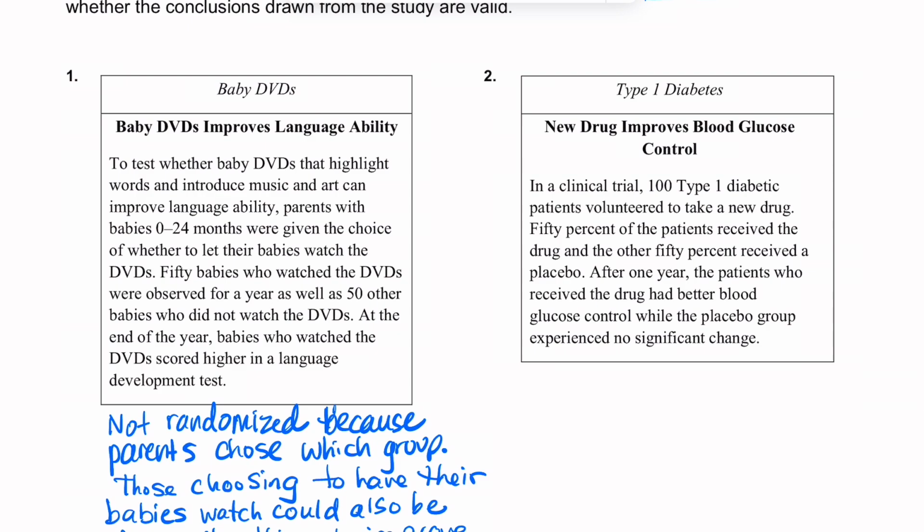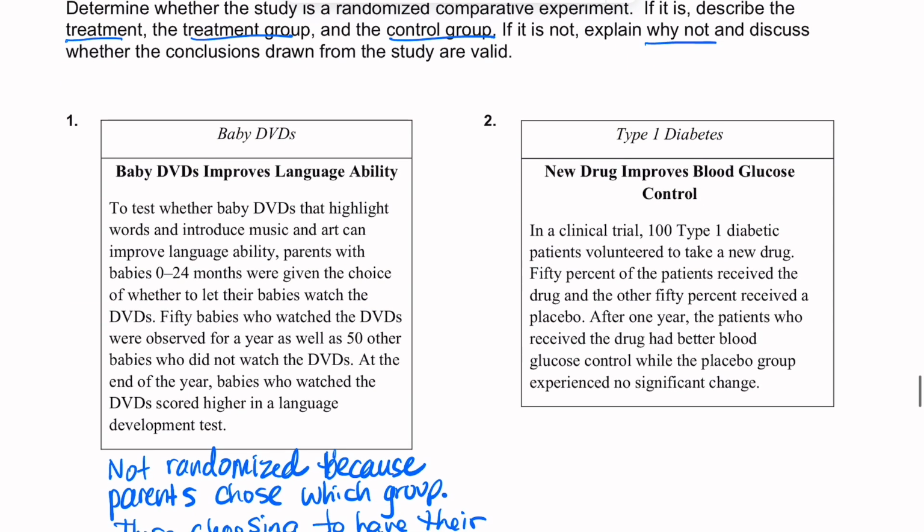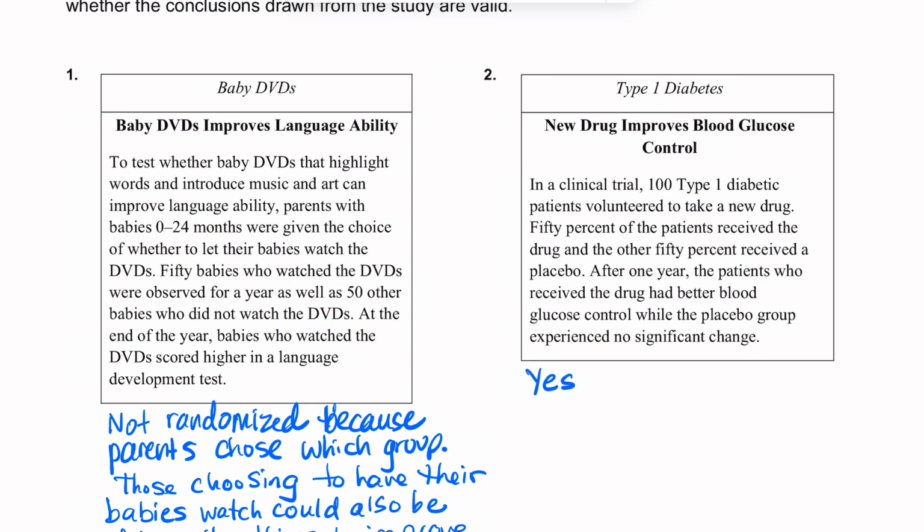Example 2. New drug improves blood glucose control. In a clinical trial, 100 type 1 diabetic patients volunteered to take a new drug. 50% of the patients received the drug, and the other 50% received a placebo. After 1 year, the patients who received the drug had better blood glucose control, while the placebo group experienced no significant change. Is this a randomized comparative experiment? Yes. They didn't choose which group they were going into. It was random.